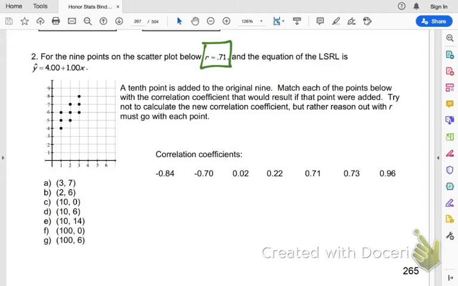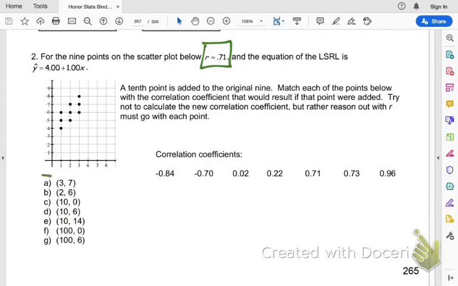So I'm looking for things like, would it weaken it? Would it strengthen it? Would it cause the entire thing to be negative? Or would it stay about the same? So the best way to go about this is to try plotting the points and then seeing what it's going to do to my data.